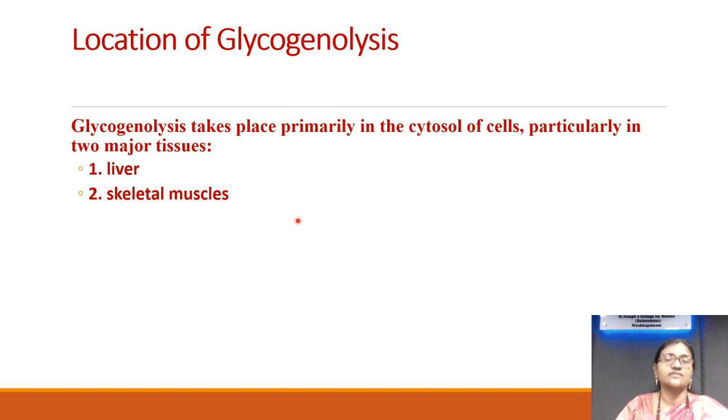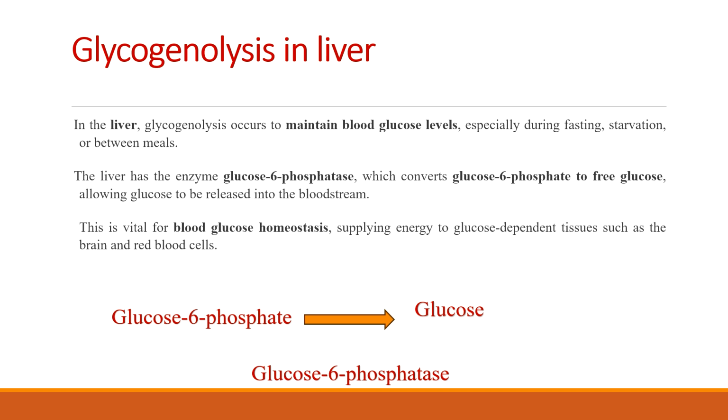The sites where glycogenolysis takes place are mainly two tissues, that is the liver and the skeletal muscles, and primarily the reactions occur in the cytosol of these cells, either liver or skeletal muscles. So glycogenolysis in the liver. In the liver, glycogenolysis occurs mainly to maintain our blood glucose levels when a person is fasting or starving or in between meals.